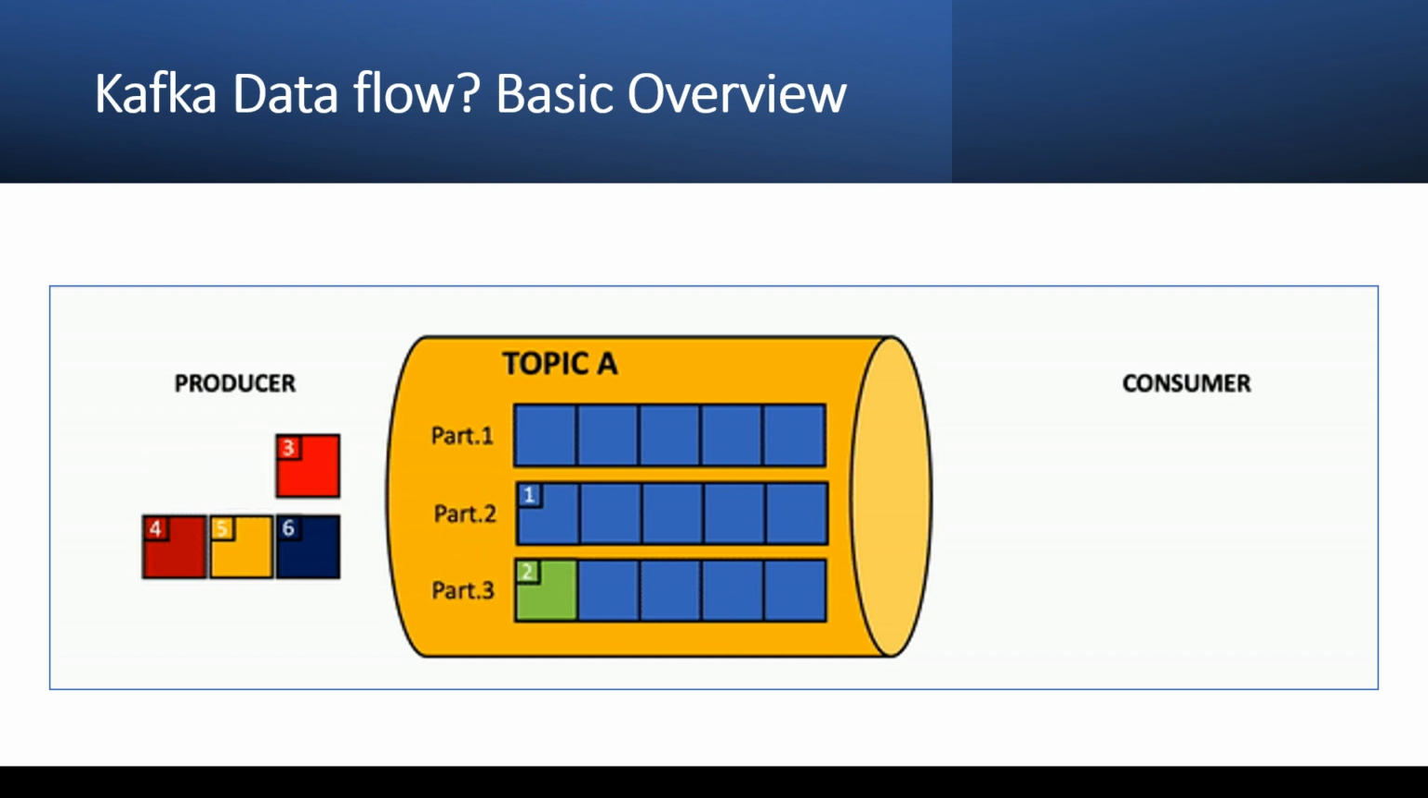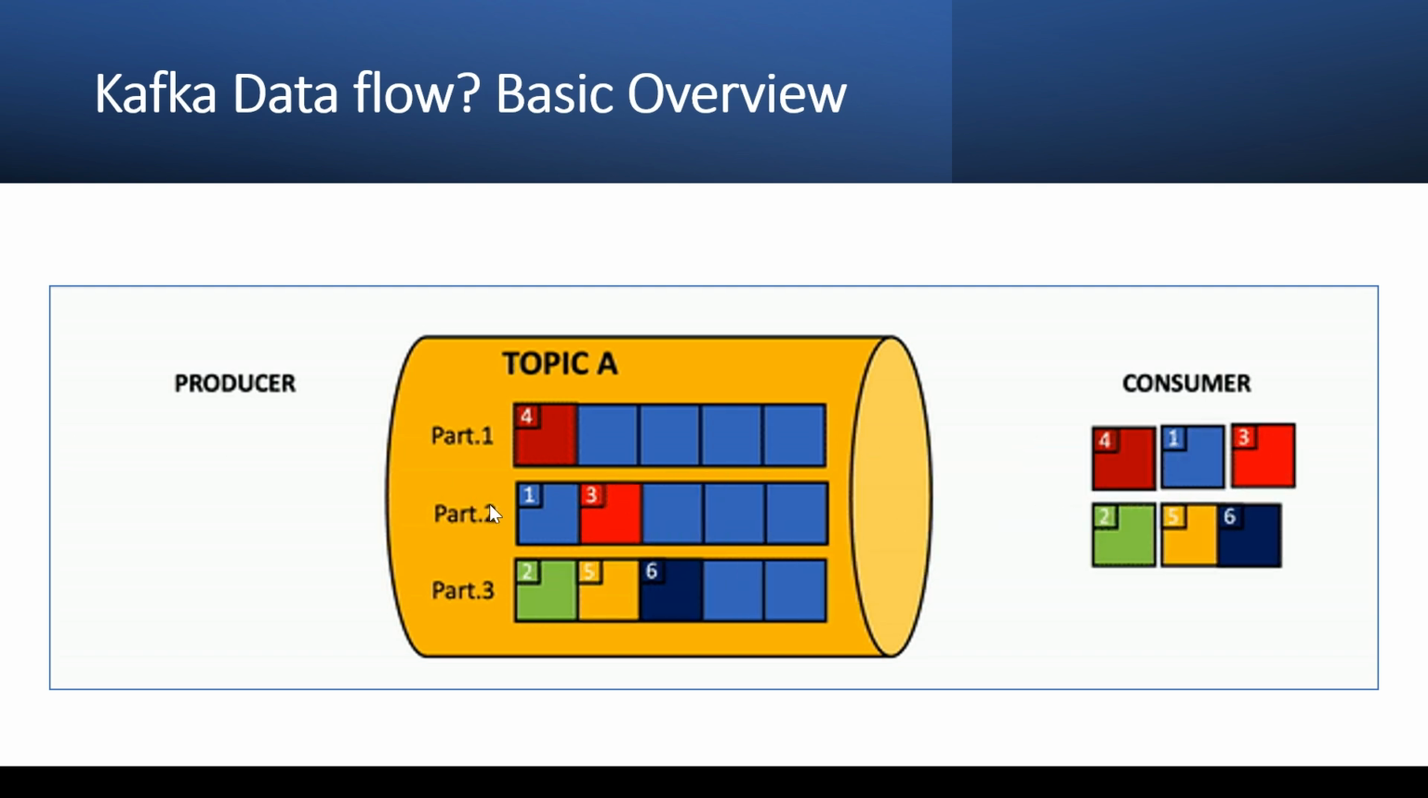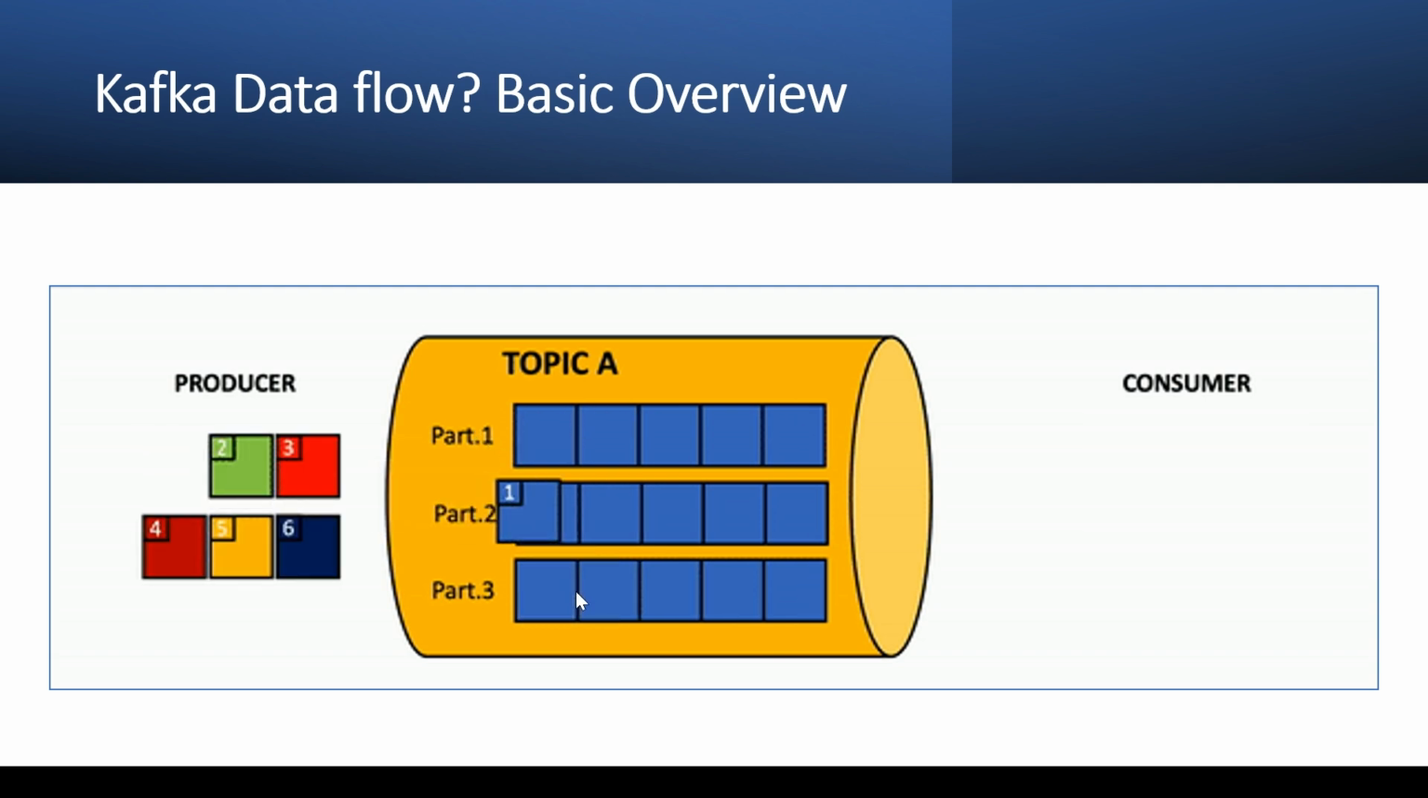Okay, so this is the Kafka data flow. This is a basic overview. Now Kafka uses a pub/sub, which means publish and subscribe model, where the producer publishes a message to the topic and the consumer subscribes to that topic to receive the message. So here this is your topic. This is what I was talking about. The topic can have partitions and parallelism.